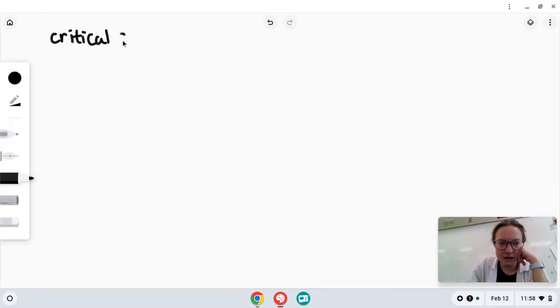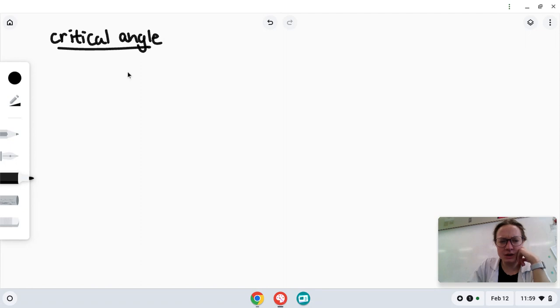After we talk about the critical angle, that is going to lead us into a discussion on total internal reflection. But we're going to start with critical angles. Let's go ahead and get started here.